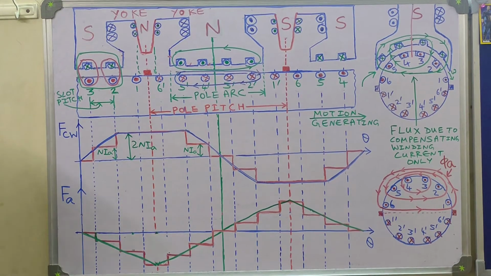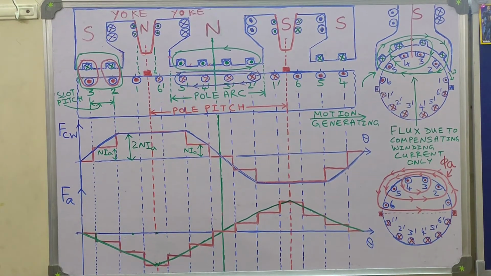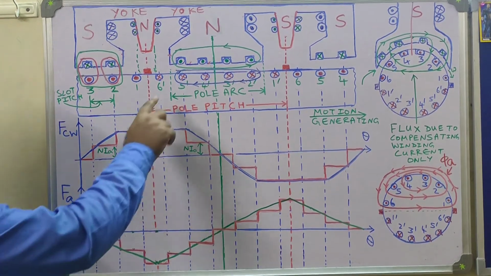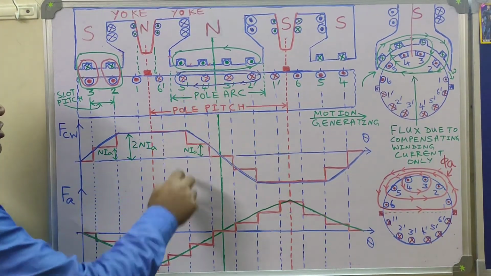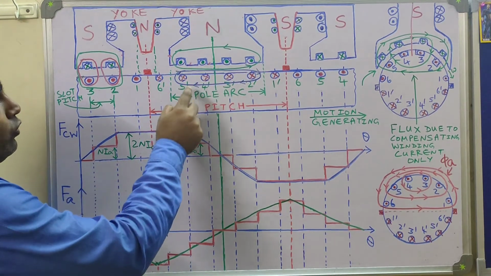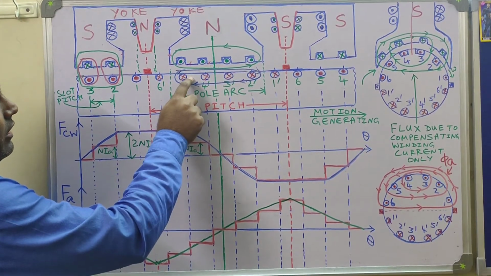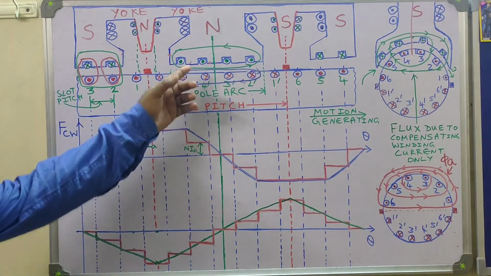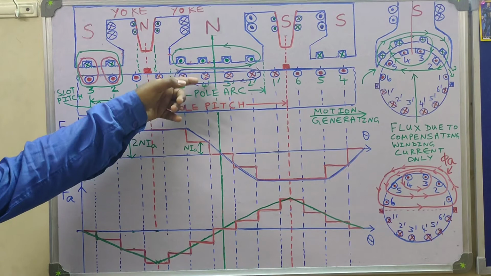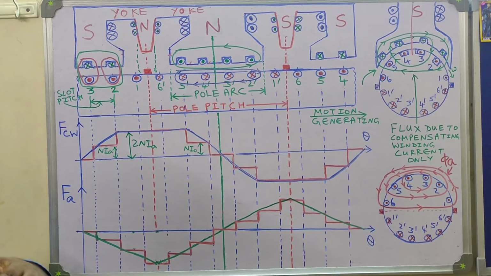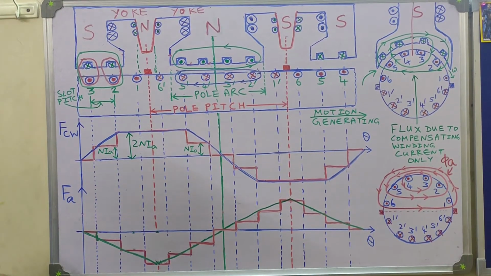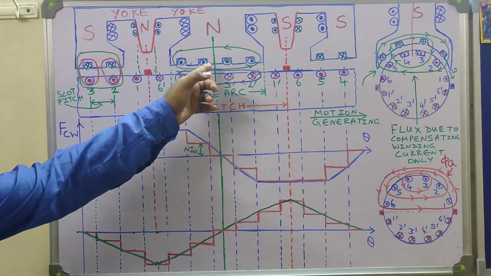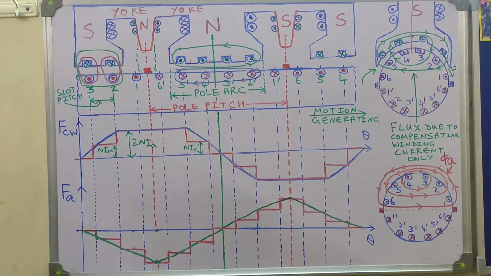Obviously during transient condition they can create problems, but during steady state condition they hardly have much influence, because these leakage fluxes are due to current carried by the armature conductors and compensating winding conductors. If the load is not changing, or if it is working in steady state condition, the armature current will not vary, so the leakage flux doesn't vary in strength, so it doesn't affect much.